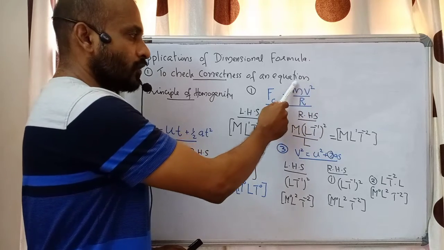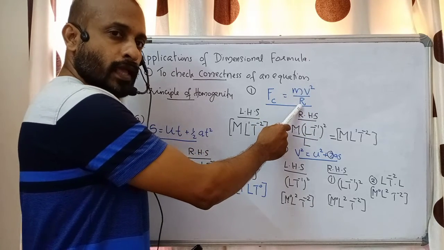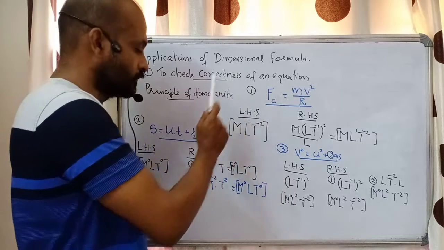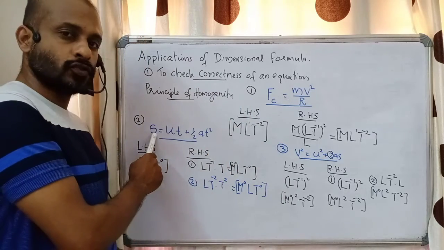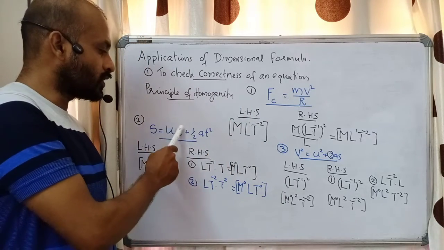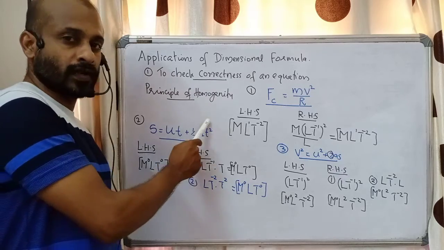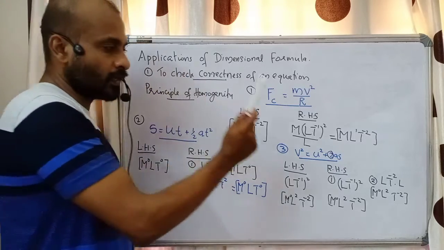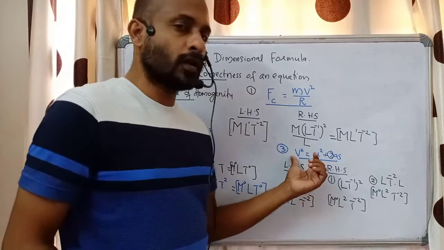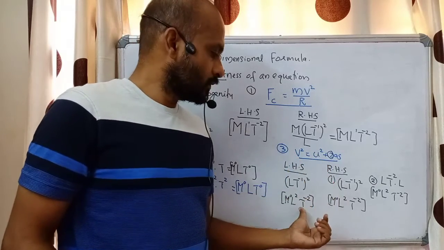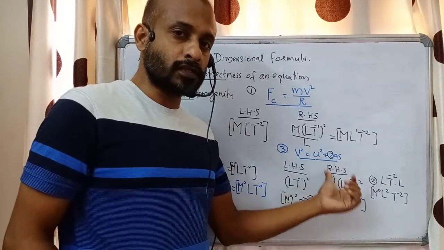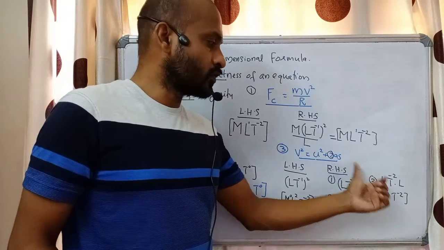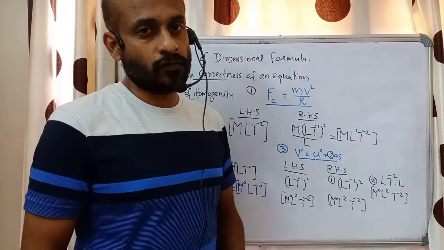So the dimension formula of mv square by r should be equal to that of force. The dimension formula of displacement should be equal to the dimension formula of ut, which should be equal to the dimension formula of half a t square. We have proved it here. Here also the same thing. The dimension formula of final velocity square should be equal to the dimension formula of initial velocity square and the dimension formula of 2as. We have got the same dimension formula.